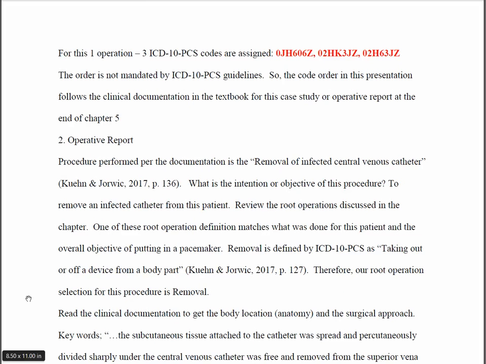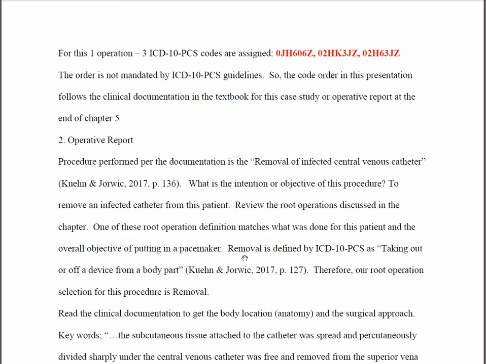Moving to exercise number 2, operative report number 2. This patient is having a removal of an infected central venous catheter. Again, if we go back to our coding process, the first step after we review the clinical documentation is to determine what is the intention or objective of the procedure. The intention was to remove this infected catheter from this patient. And we have to match that up with a root operation definition. The best match is the root operation of removal.